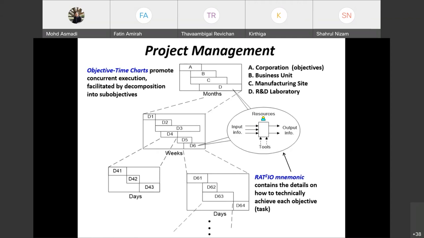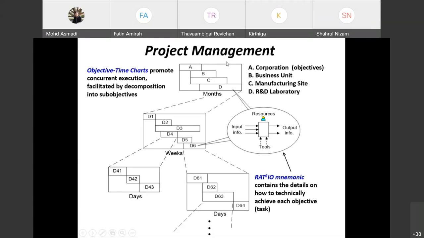Okay. So the starting point of product development is the formation of the objective time chart, to promote concurrent execution facilitated by the decomposition into sub-objectives. Meaning that there is a main objective, sub-objective, and so on. So generally in terms of the project, the main part is the project management. Project management, this one, phase one. Corporate business, this one is project management.